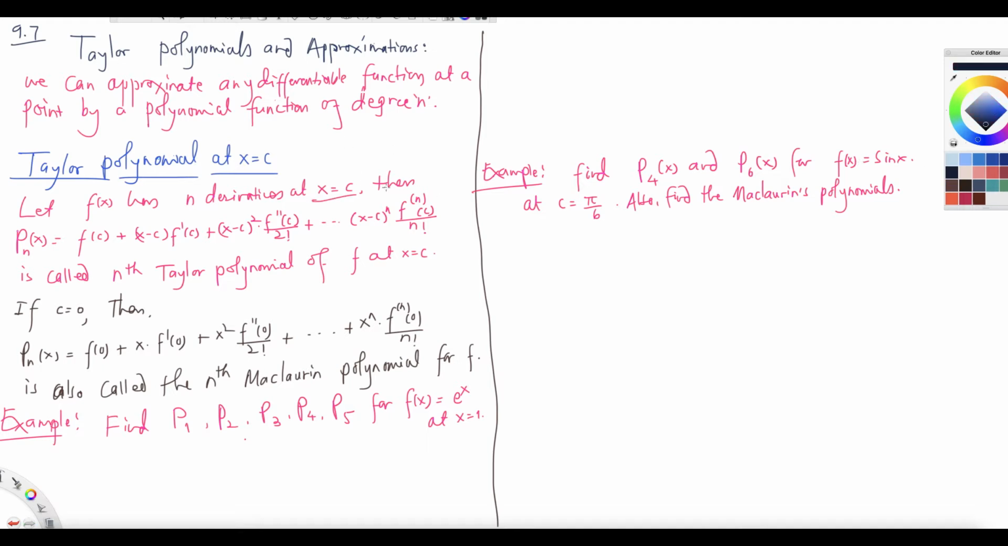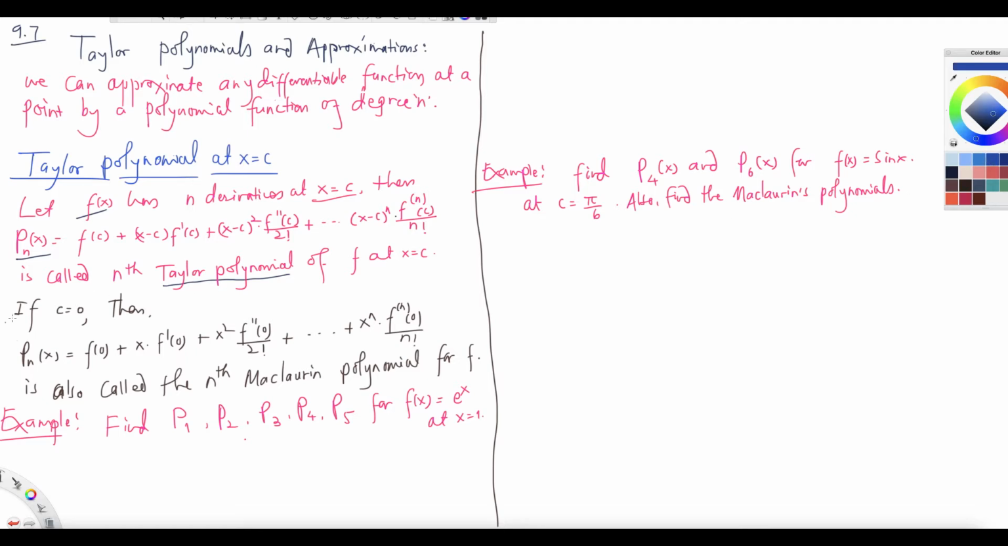Then P_n(x), a polynomial function of degree n, to approximate f(x) is given by f(C), the functional value at that point C, plus (x minus C) times f prime at C, the first derivative, plus (x minus C) squared times f double prime at C divided by 2 factorial, and so on, plus (x minus C) to the n times the nth derivative of f at C divided by n factorial. It is called Taylor's polynomial of f at x equals C.